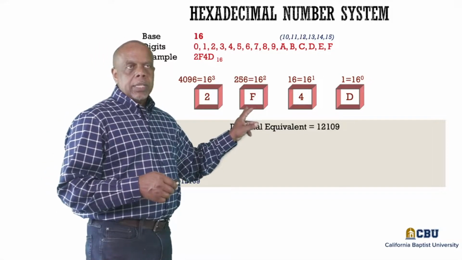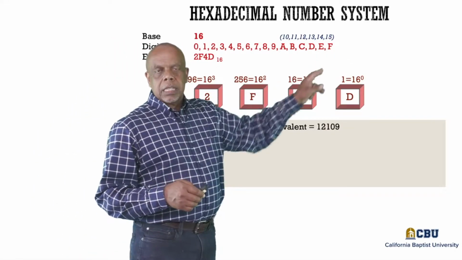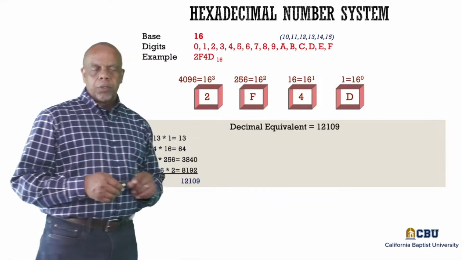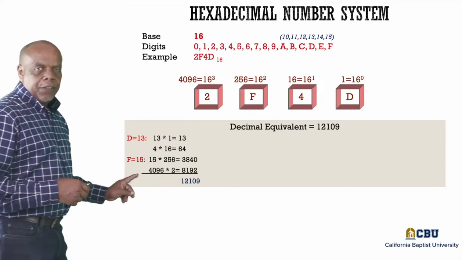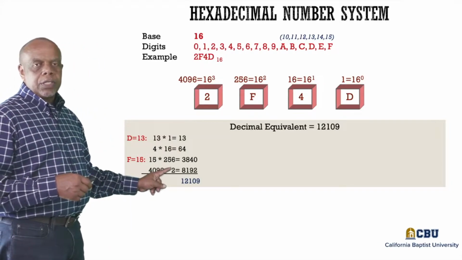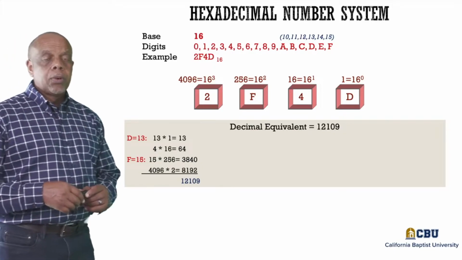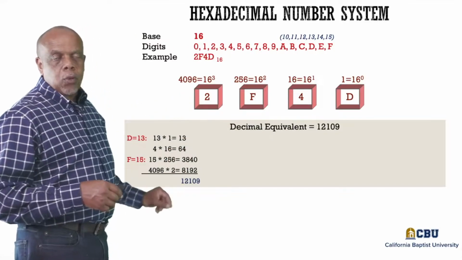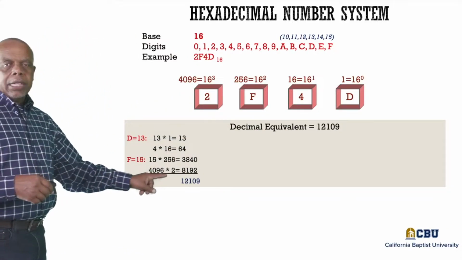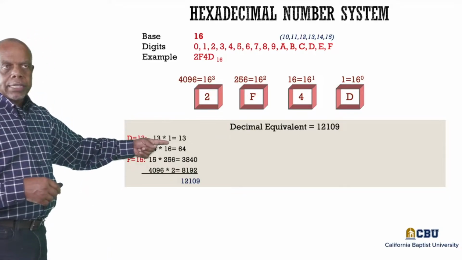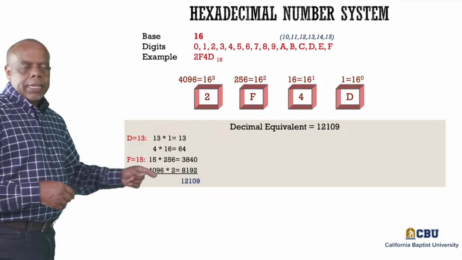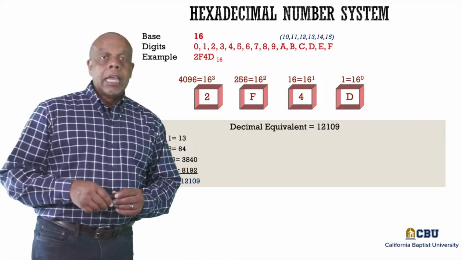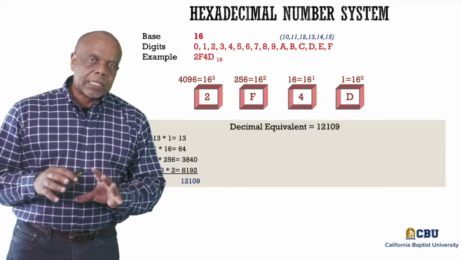F. What is F? F is 15. So 15 times 16 to the 2, which is 256. So now you have 15 times 256 is 3,840. And the last digit over here is 2. 2 times 4,096 is 8,192. And when we add those together, 13, 64, 3,840, and 8,192, that's what gives us 12,109.